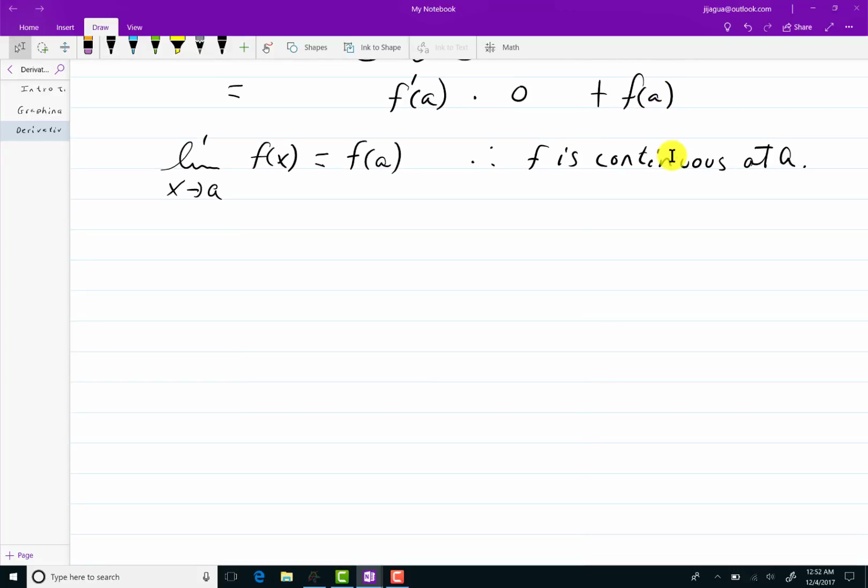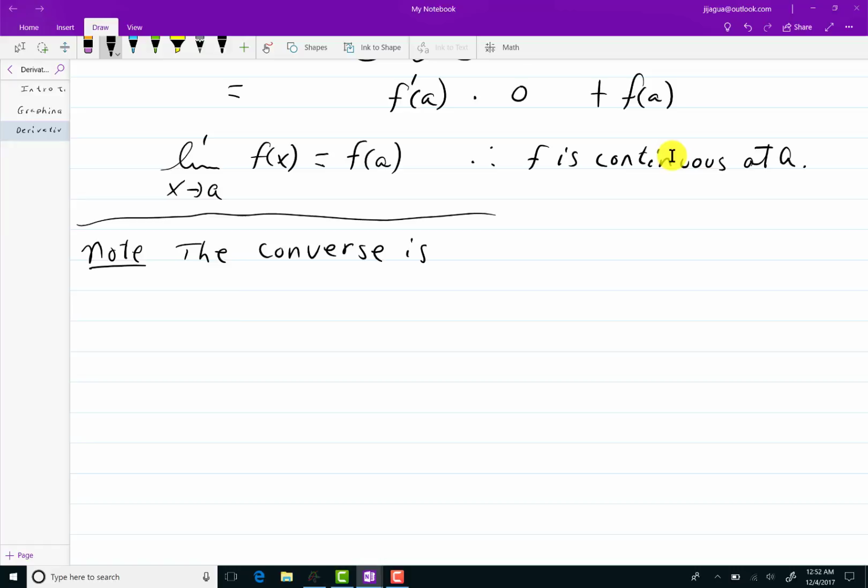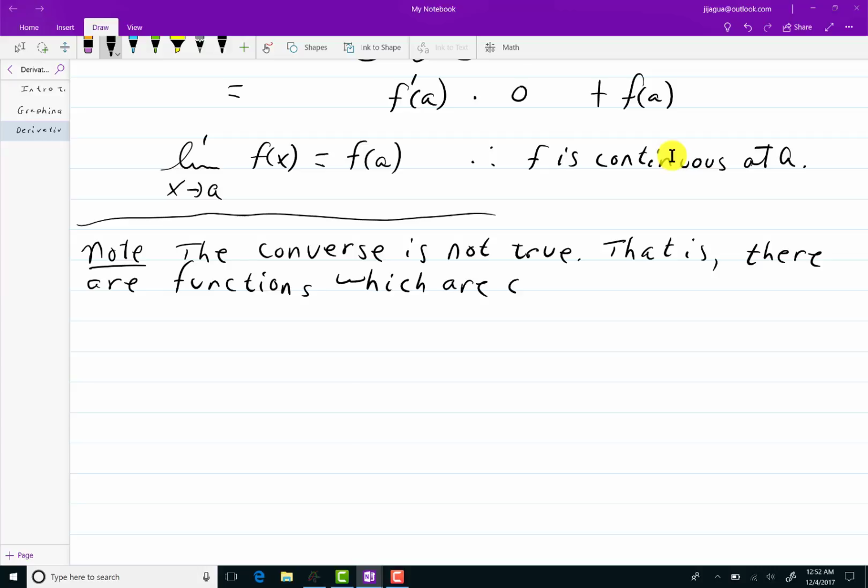Now, the converse is not true. You can have a function that's continuous, but it's not differentiable. So let's make a note of that. Note: the converse is not true. That is, there are functions which are continuous at a, but not differentiable at a.